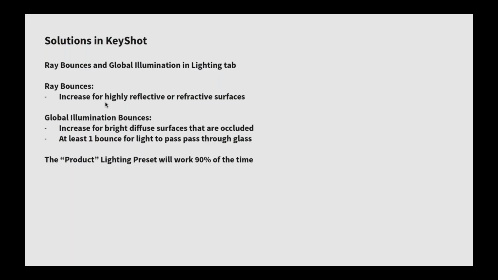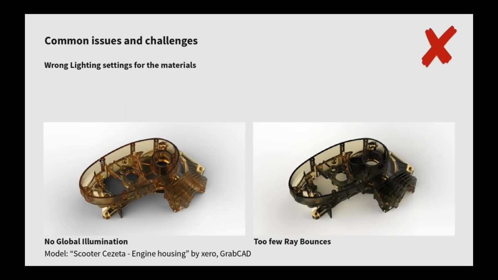Then what are global illumination bounces? Basically, they are diffuse reflections between brighter surfaces. If you have bright surfaces in your scene that are occluded, that are shadowing each other, then you typically want to increase the global illumination bounces. But I will also show an example of that. And in the case of glass, as we see here, you always need at least one global illumination bounce to have correct lighting for glass objects.